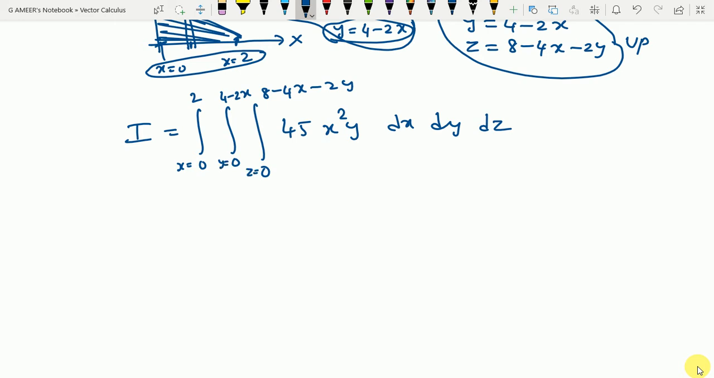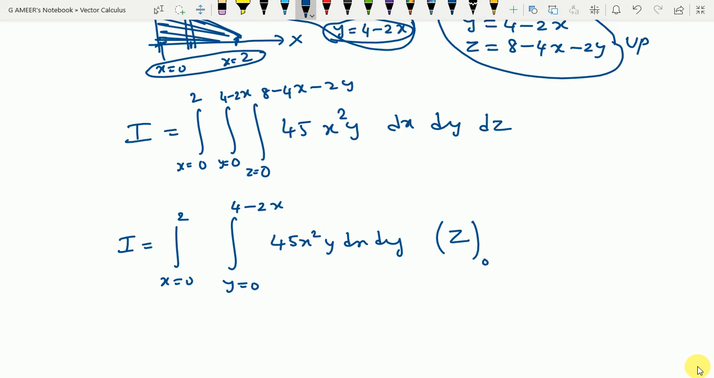First perform the integration for z. Then I will become the integration x equal to 0 to 2, y 0 to 4 minus 2x, of 45 x square y dx dy, then z, lower limit is 0 and upper limit will be 8 minus 4x minus 2y. So when I put all these things here, I will be equal to the integration from x equal to 0 to 2, and y is integration from 0 to 4 minus 2x.